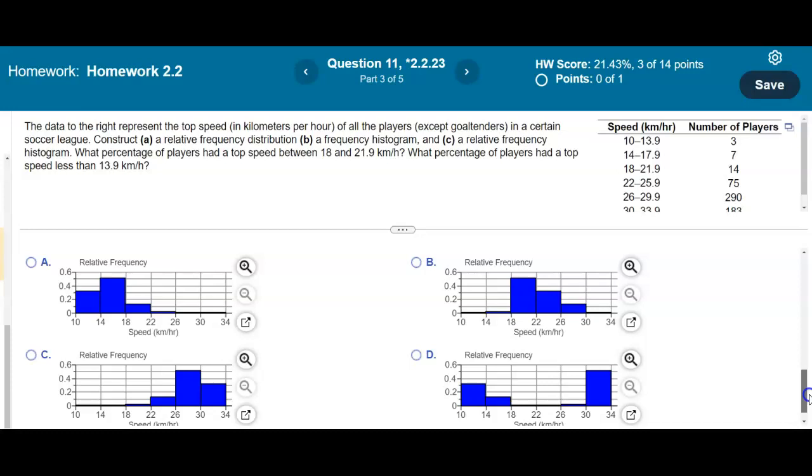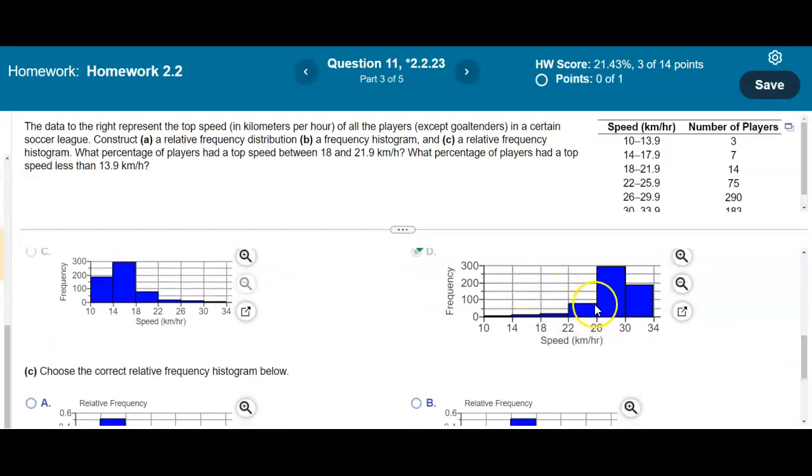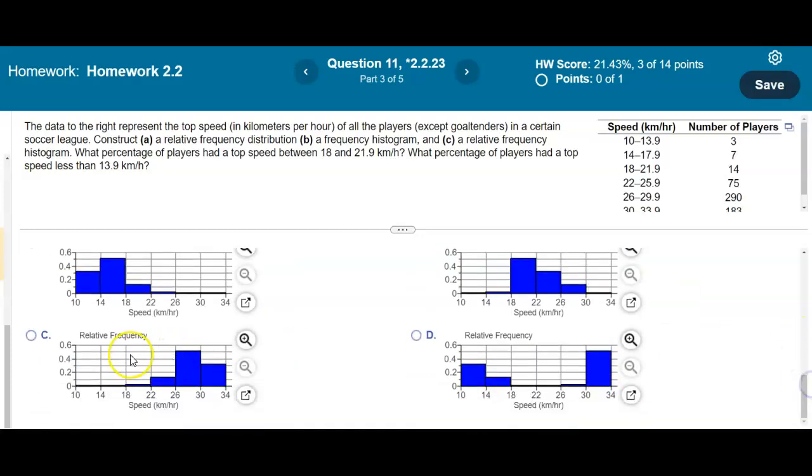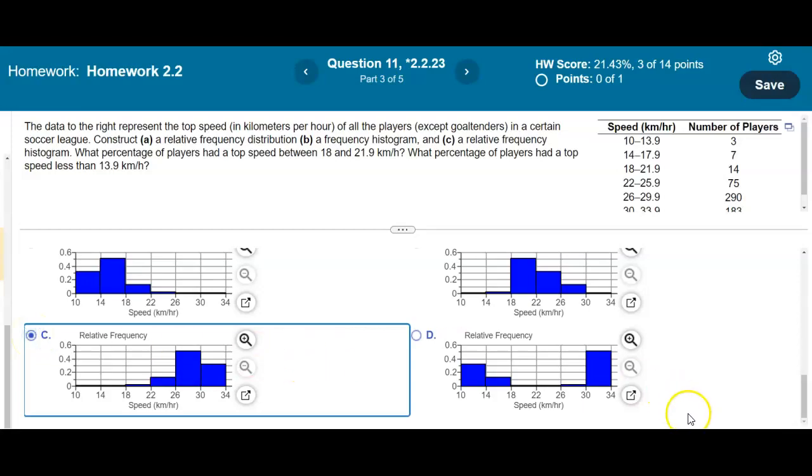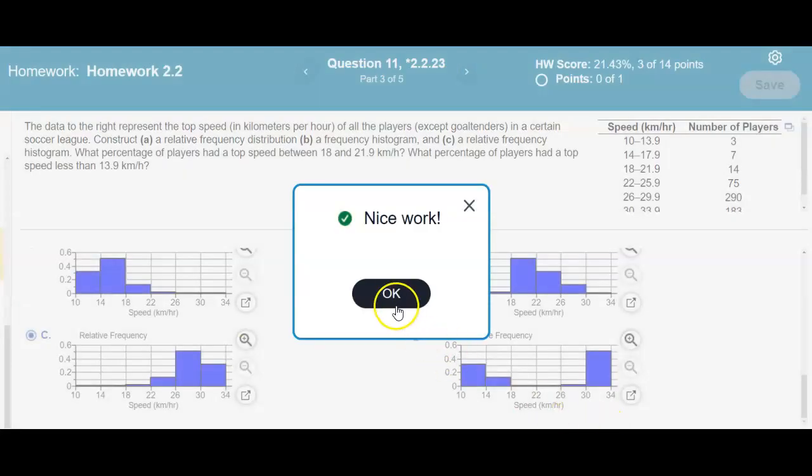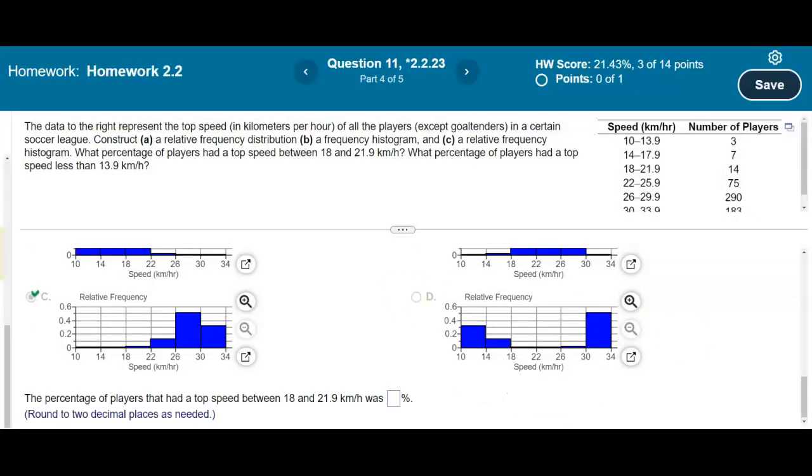If we take a look at that, we can see that D matches the same graph over here with our relative frequency scale. So let's take a look at C, and there is our answer.